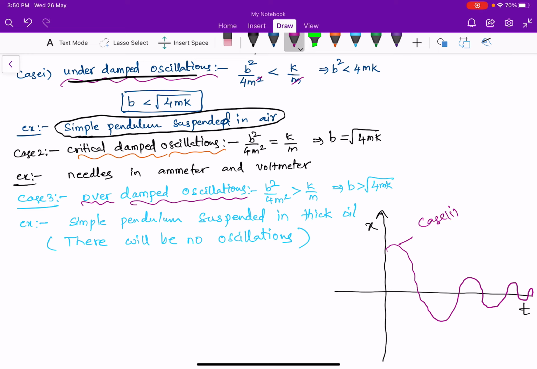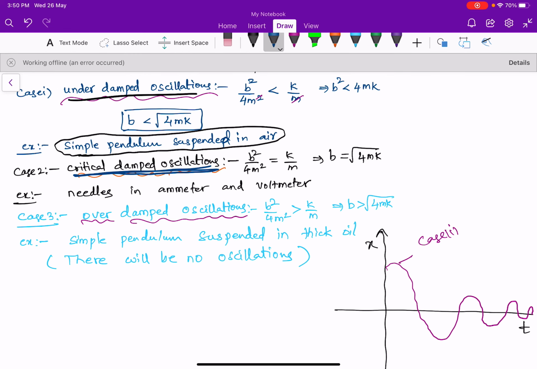Okay, and the next case is critical damped oscillations. In critical damped oscillations, the damping is medium. The best example for critical damped oscillations is needles in an ammeter and voltmeter. The damping is more in this case. The oscillations will be there, but they die out quickly. So this is an example for case 2.